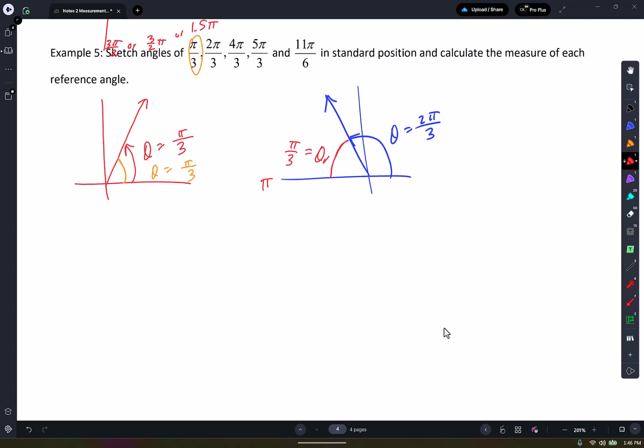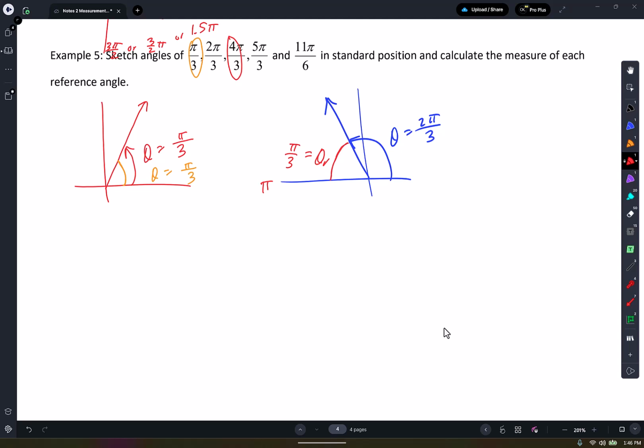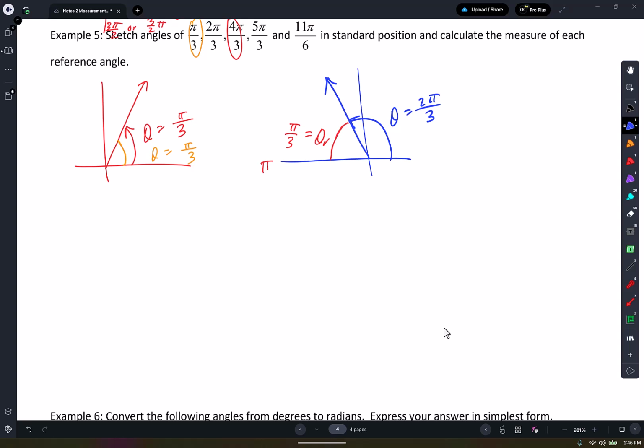So now let's go to 4 pi over 3. Look at that 4/3. Is 4/3 larger than a whole? Okay, but is it bigger than 1.5 or smaller than 1.5? Yeah, 4/3 is 1.33, so it is smaller. So it's going to be like right here. So there it is. That is 4 pi over 3. Remember, this is pi right here.